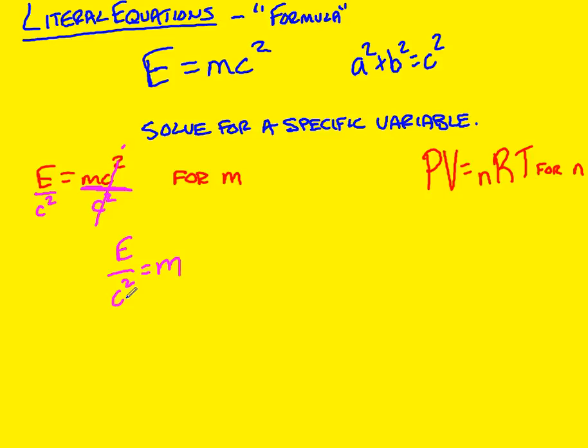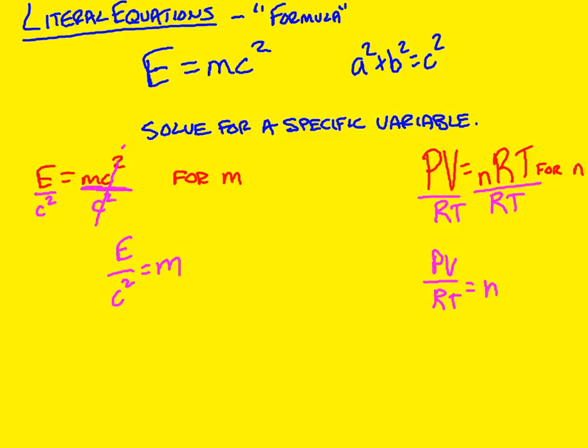Same thing in this one. PV equals nRT, same chemistry formula here. To get n by itself, you have an R and a T on the same side. They're attached by multiplication, so I will undo that by dividing both sides by R and T, which gives me PV over RT is equal to n, and that's how I get n by itself.